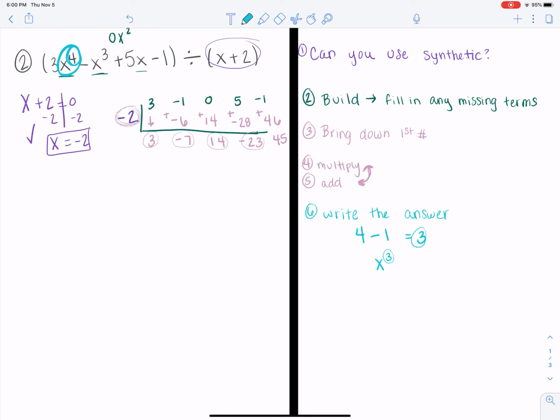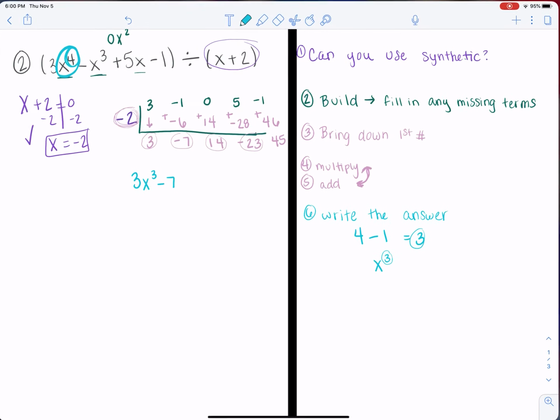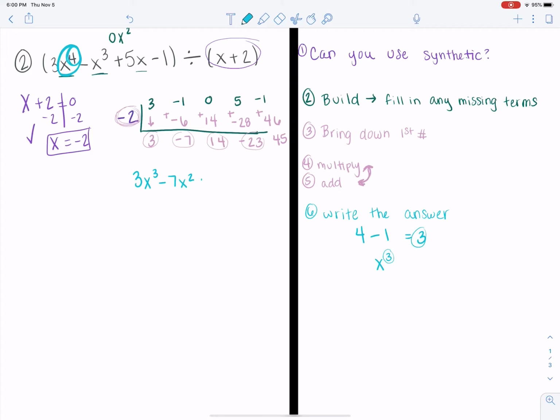So we're going to take the first number 3, x cubed. The next coefficient minus 7. The step down from x cubed is x squared. Plus 14. A step down from x squared is just x, or x to the 1st power, minus 23, and a step down from x is just to keep that as a constant. Our 45 is left over, and because it's left over, it's going to become our remainder. So plus 45 over x plus 2. And that's it.